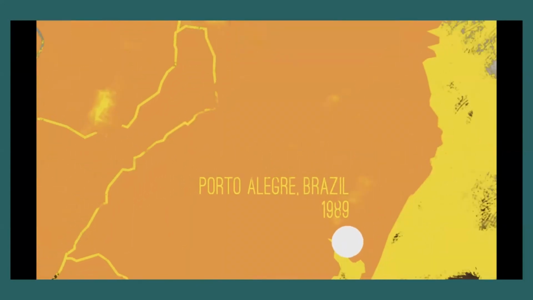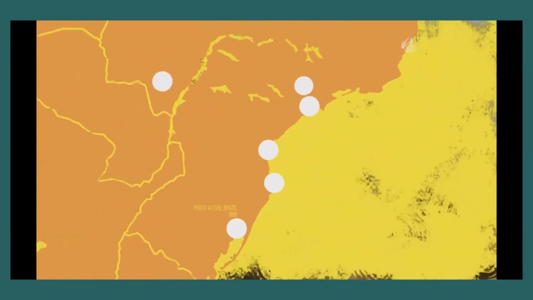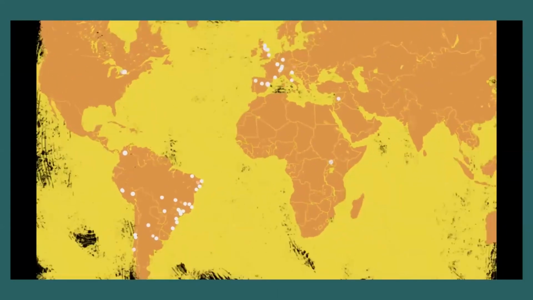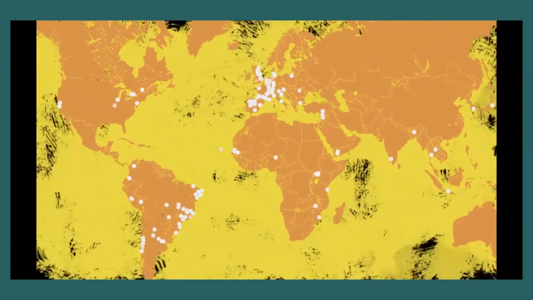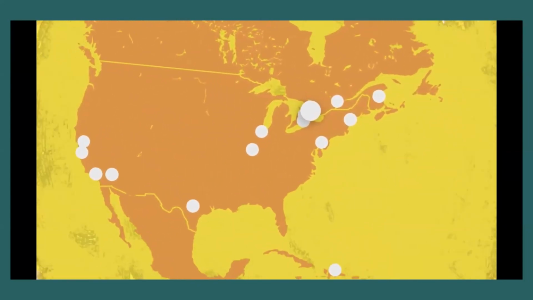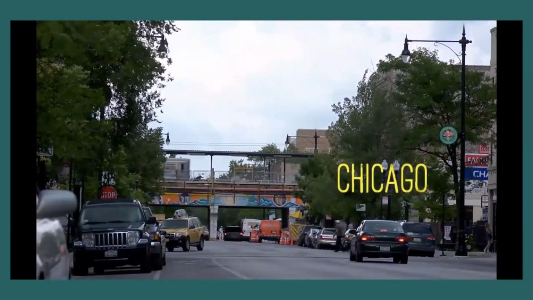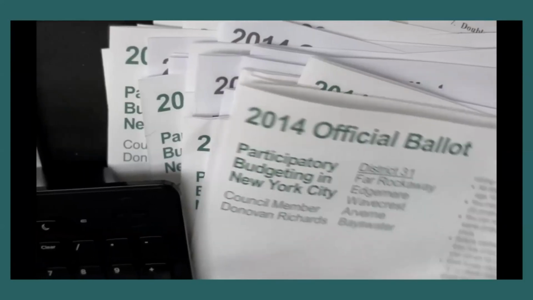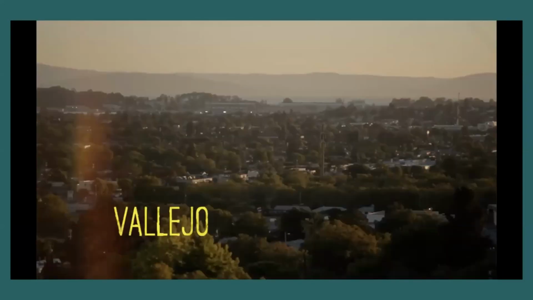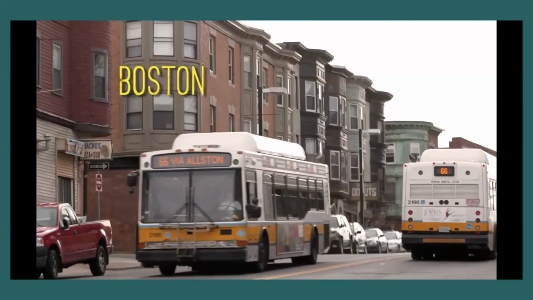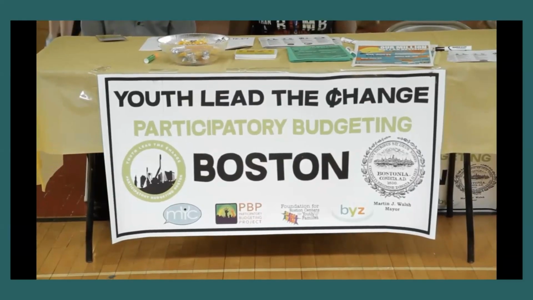It started in Porto Alegre, Brazil in 1989. From there, it spread all over Latin America to over 1,500 cities around the world. In Toronto, public housing tenants have decided how to spend millions of dollars on improvements to their buildings. City council members in Chicago, New York, and other cities have engaged thousands of residents in allocating discretionary funds. Entire cities have launched PB, such as in Vallejo, California, for funds from a sales tax, and in Boston for youth funds. Even schools and universities have used PB.